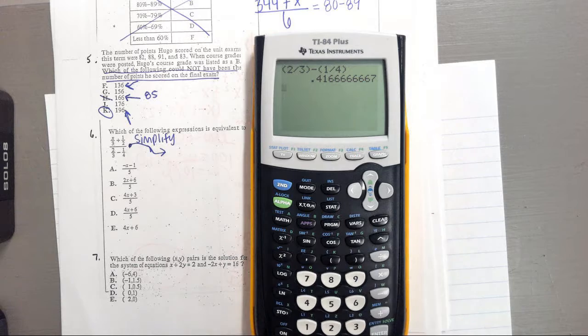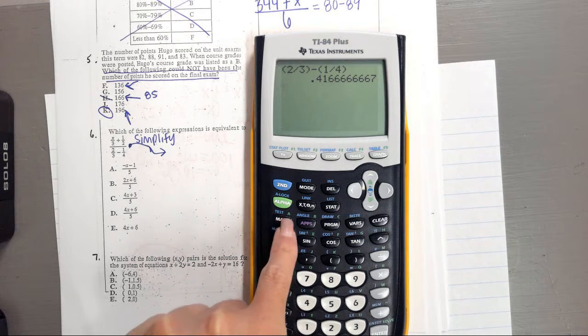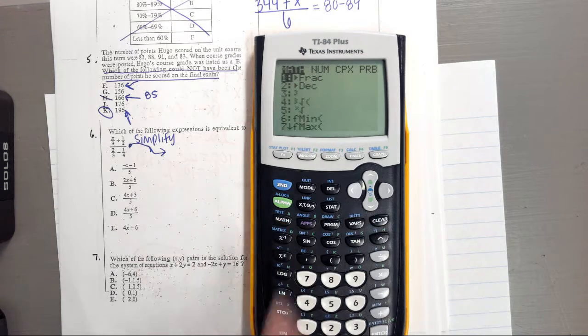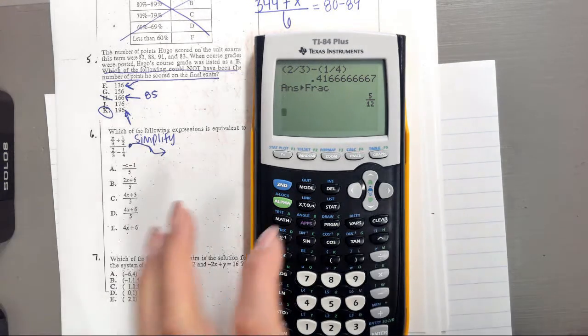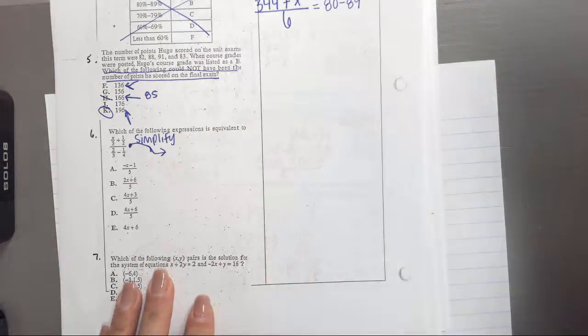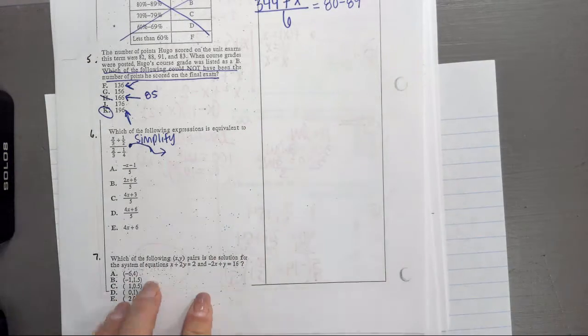And now we can't have a decimal, but how do we change this to a fraction? Just hit the math button. It's right here. And there's the fraction button. Hit enter, enter. So instead of spending time finding a common denominator, just type it in, hit math, hit enter. Why can't we do that for the top one? Because there's an X. Good. So the bottom we know is going to be what? 5 over 12. Let me zoom in.